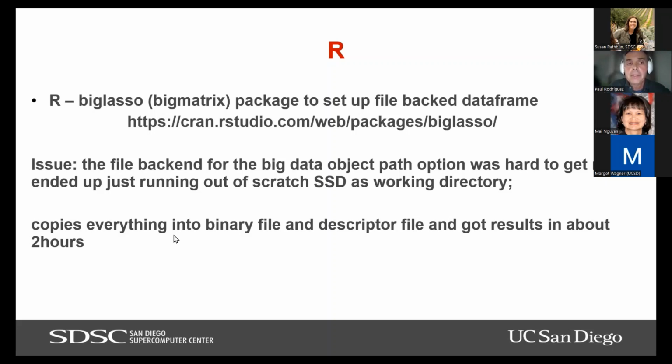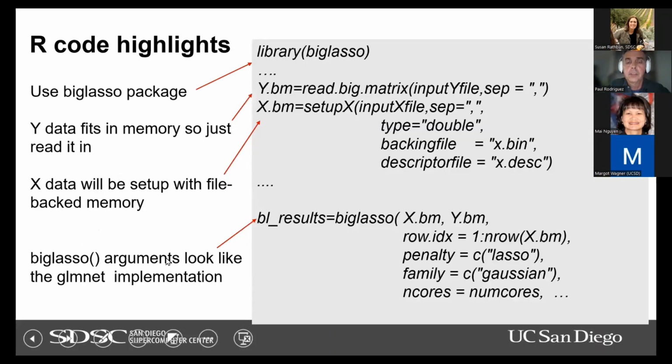I have the Slurm script and R example in the GitHub repo. So if you want to look at these kinds of examples, you can look at that in more detail. Just to quickly show you what the nature of this looked like. There's a package called Big Lasso. You're reading data. Again, I'm reading a big matrix, but for the X matrix, I had to set it up as a file-backed matrix. And that's what these parameters are for. And then you run this Big Lasso command.